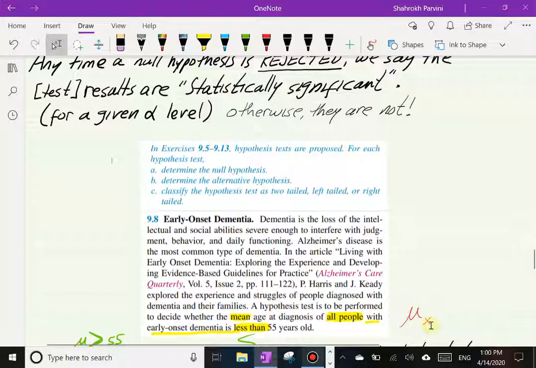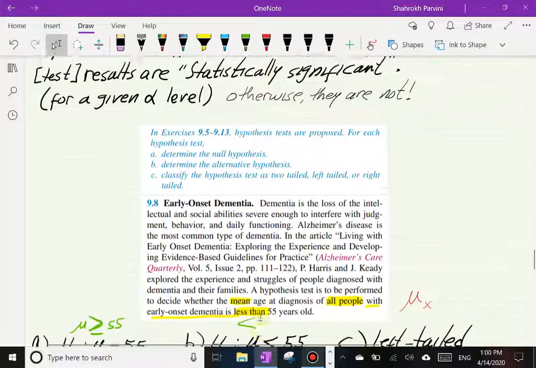And right here it is. X is the random variable. What's x here? Those with early onset of dementia. That's what the variable is. And it actually gives us a direction here, less than 55. Now, remember I said you look for the keywords here, quote unquote, less than. So right there, because this is less than, that pretty much fixates the alternative hypothesis. And there you have it.